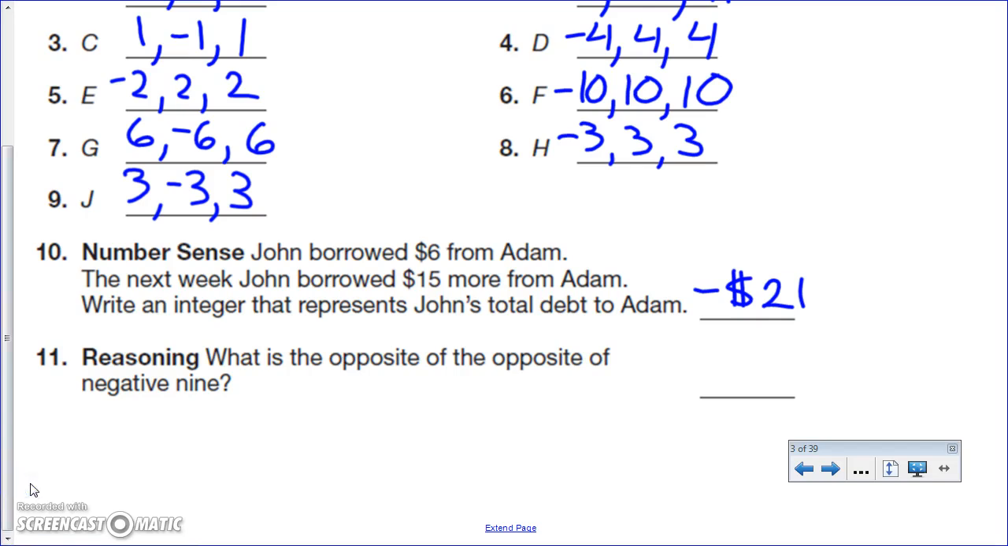For 11, for reasoning, what is the opposite of -9? Well, we know the opposite of -9 is 9. And they want to know what's the opposite of -9, so they want to know what's the opposite of 9, which is -9.